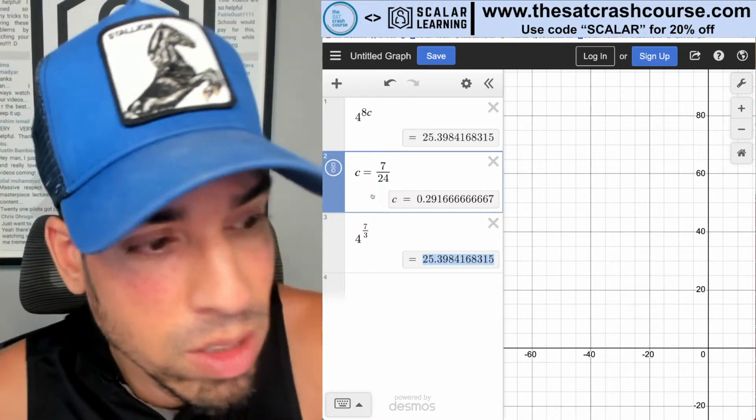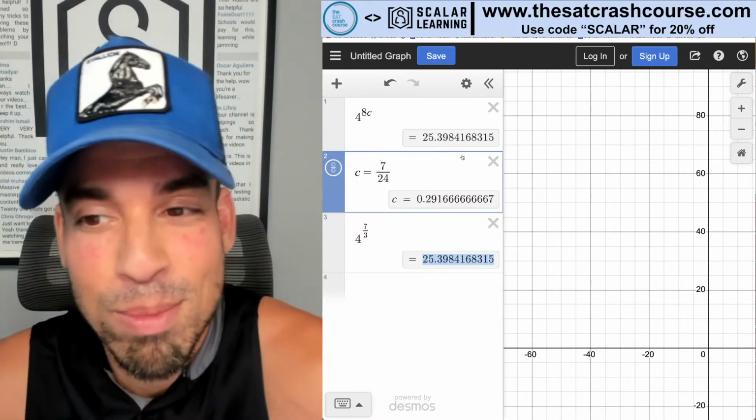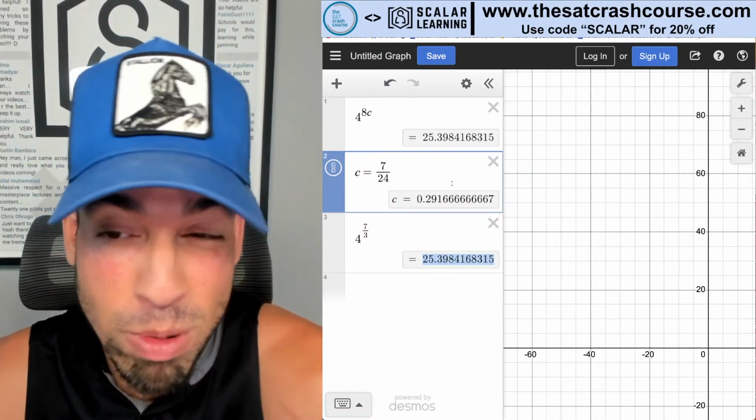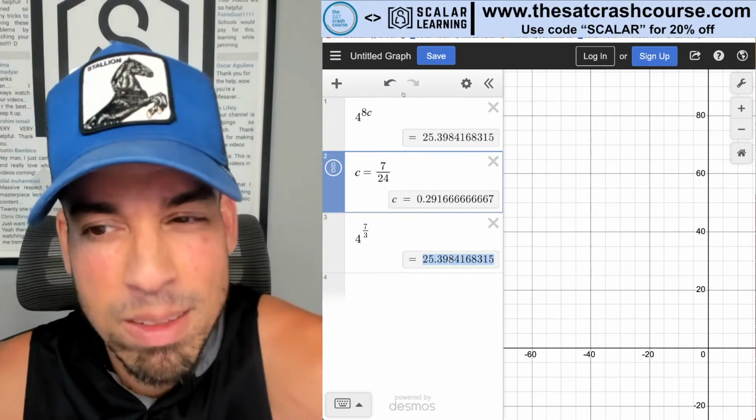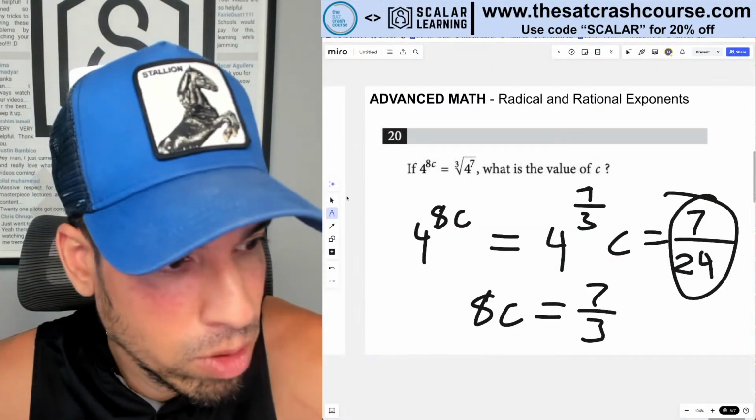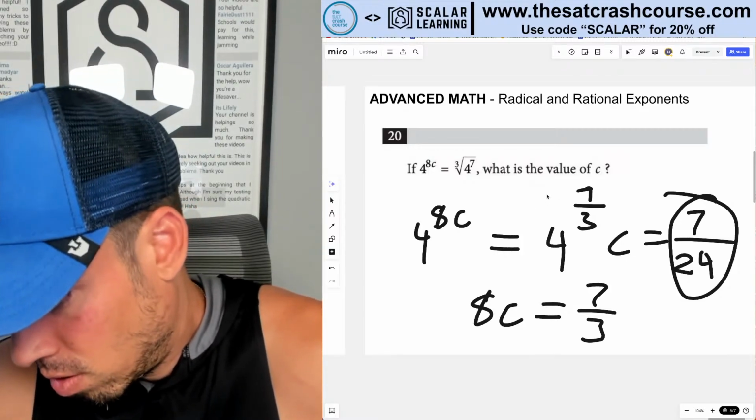Now, if you just put in a slider and tried to slide it, you can see how it would be quite difficult to get this exact fraction. You could probably get close, but you've got to know how to convert back and forth.